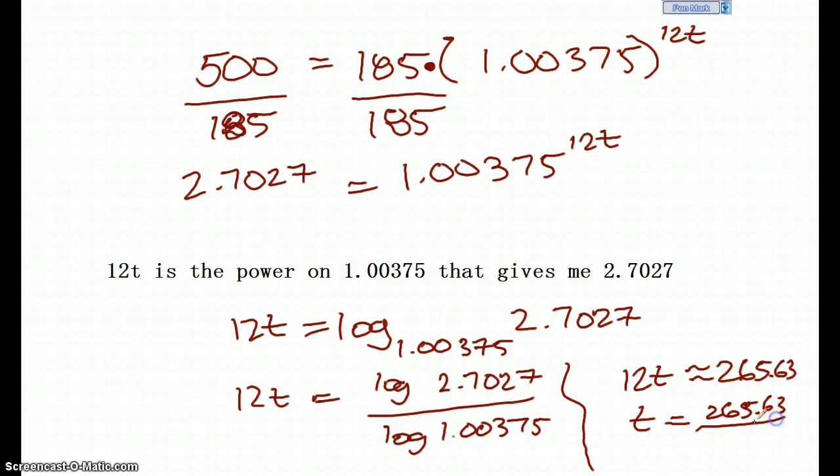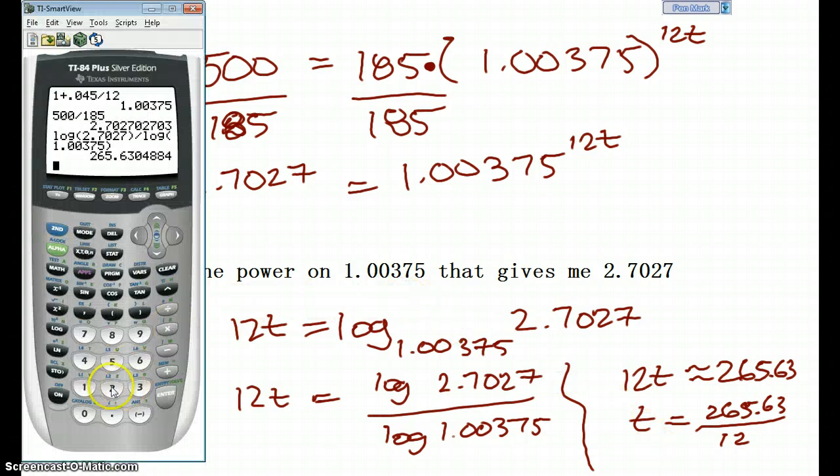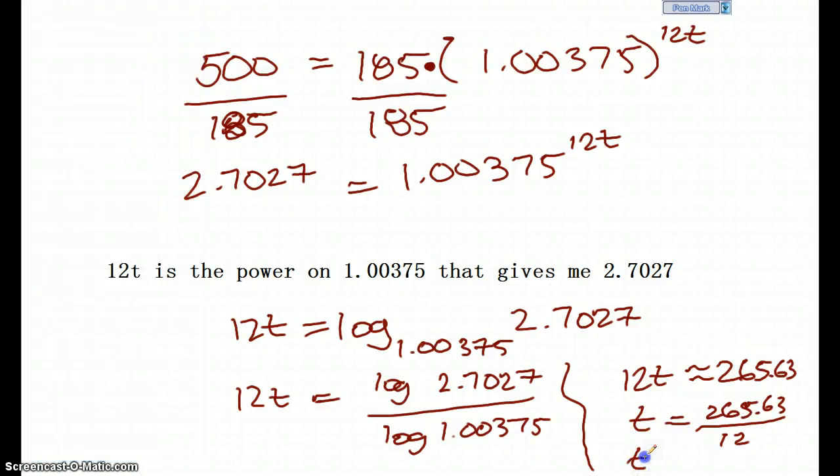So if 12 times the number of years is that, I know that the number of years will be 265.63 divided by 12. Now in this case, 265 is the number of months, because the number of months per year times the number of years will give me the total number of months. But I really want the total number of years. I can just do my answer divided by 12 to give me about 22.1 years. So that will take a very long time.